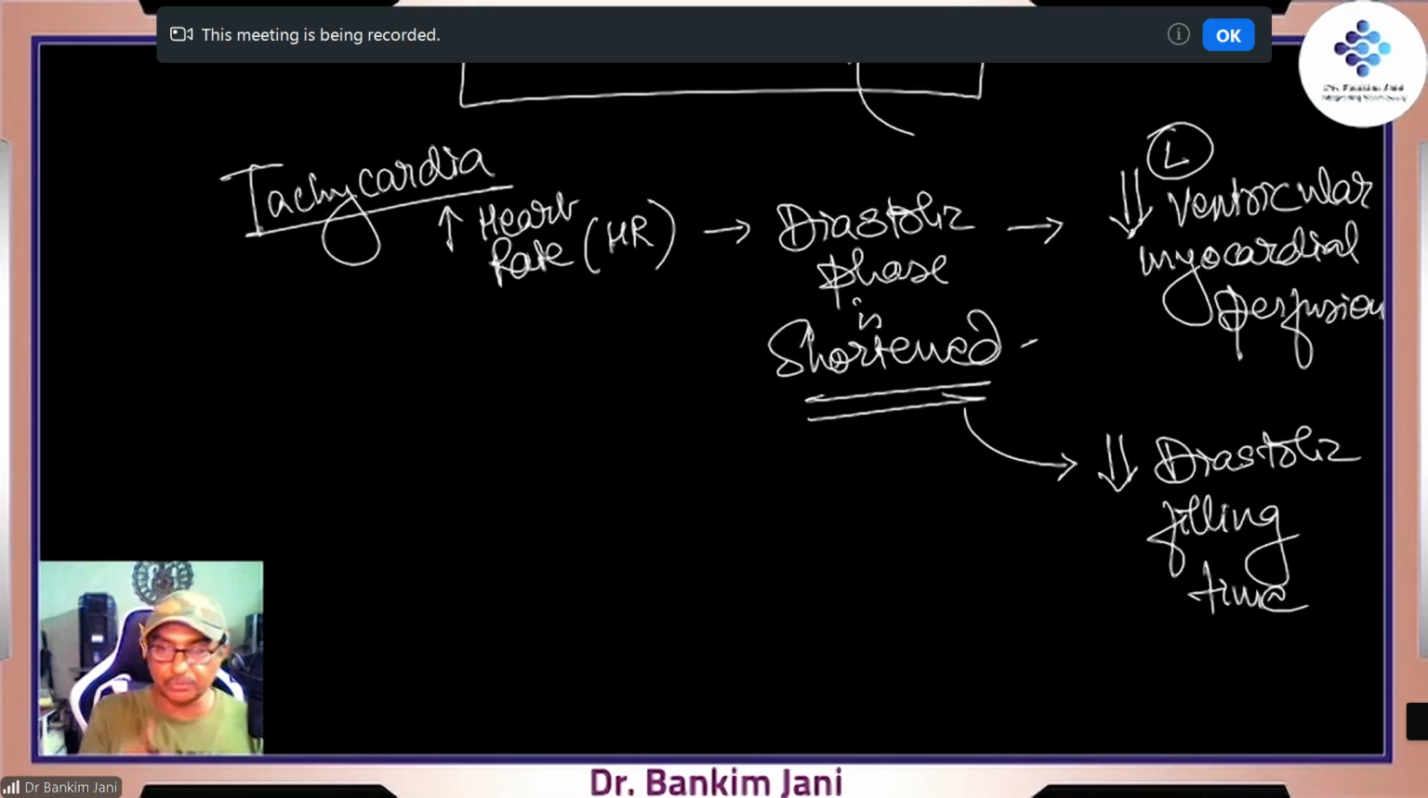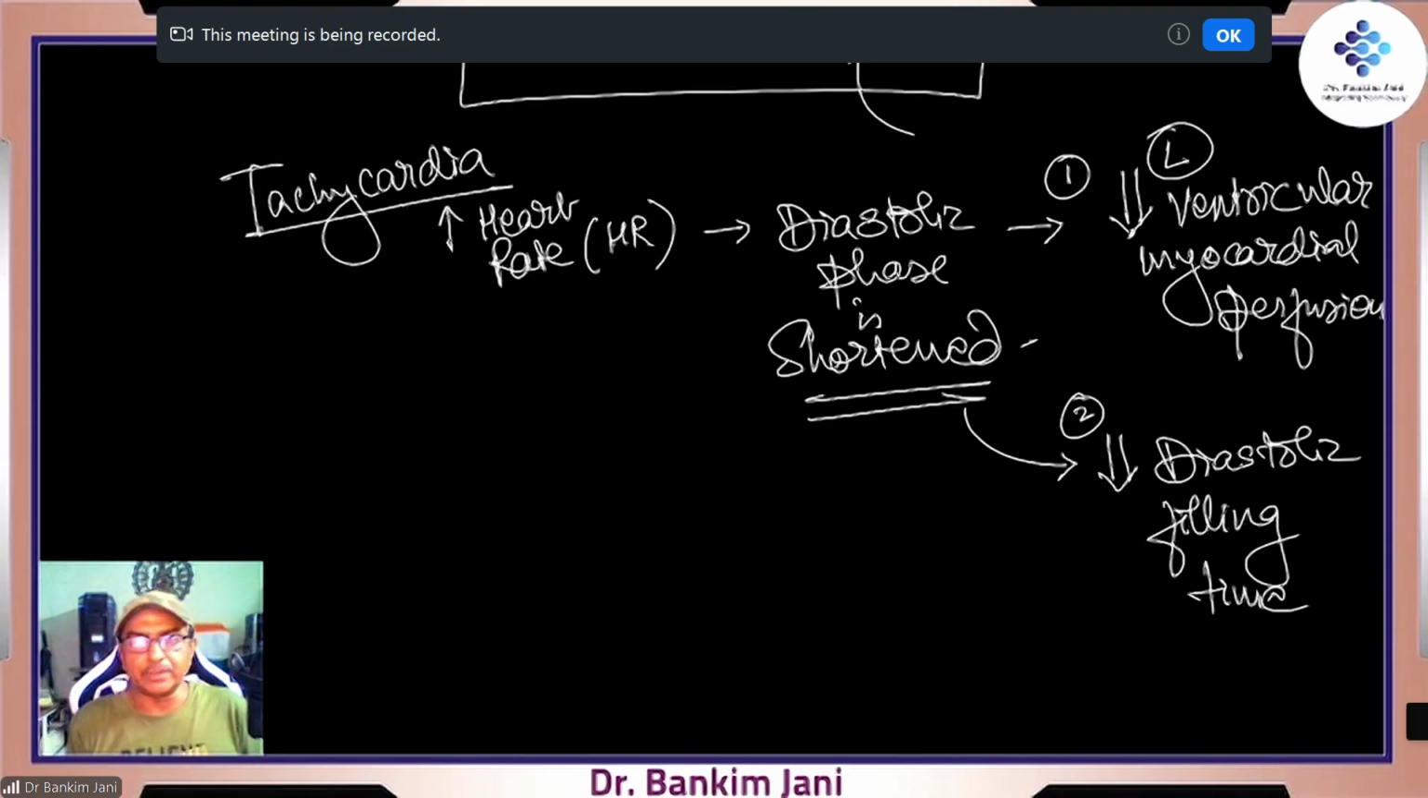Perfusion means how much blood, how much oxygen it is consuming. Because in the diastolic phase only, coronary circulation was going. Now you are giving less time, so less blood is going. Less blood is going, that is the first thing. And the second thing is that there is decreased filling time, correct? Decreased filling time.